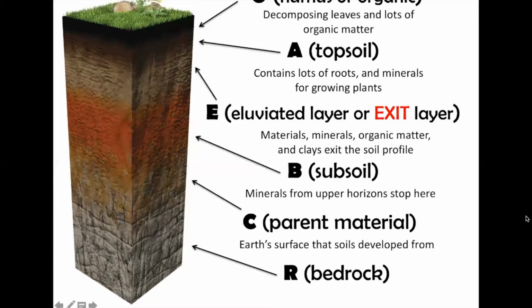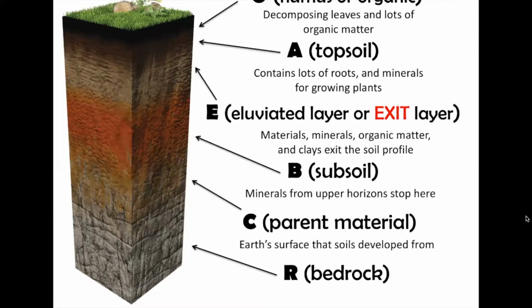And we have E, the eluviated layer or exit layer, and that's where the materials, minerals, organic matter, and clays exit the soil profile. B is where we get into our subsoil, and that's the minerals from the upper horizons that stop there. We have C, and that's the parent material that we discussed, the Earth's surface that the soil was developed from originally. And then R, we have the bedrock.